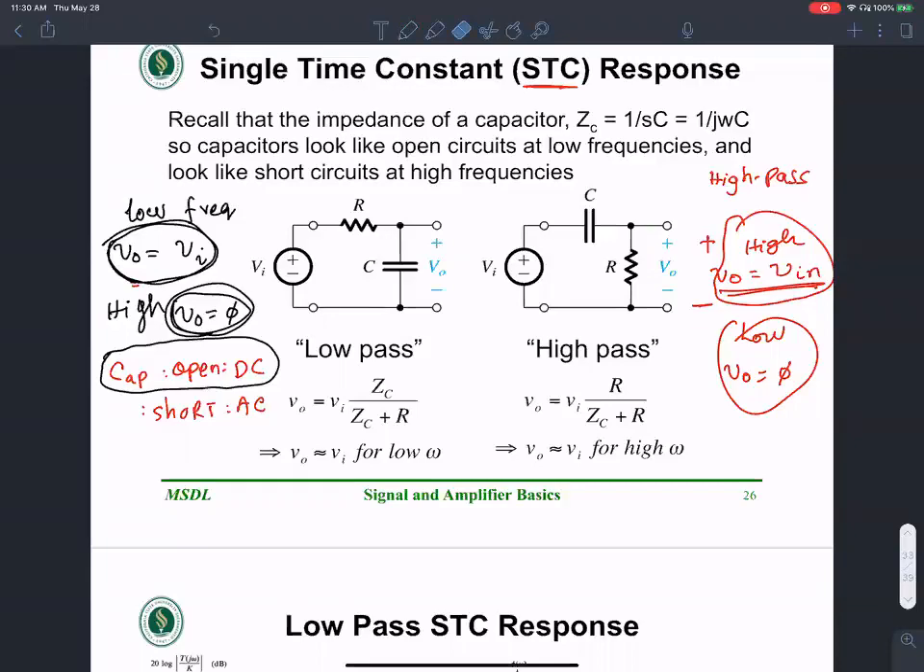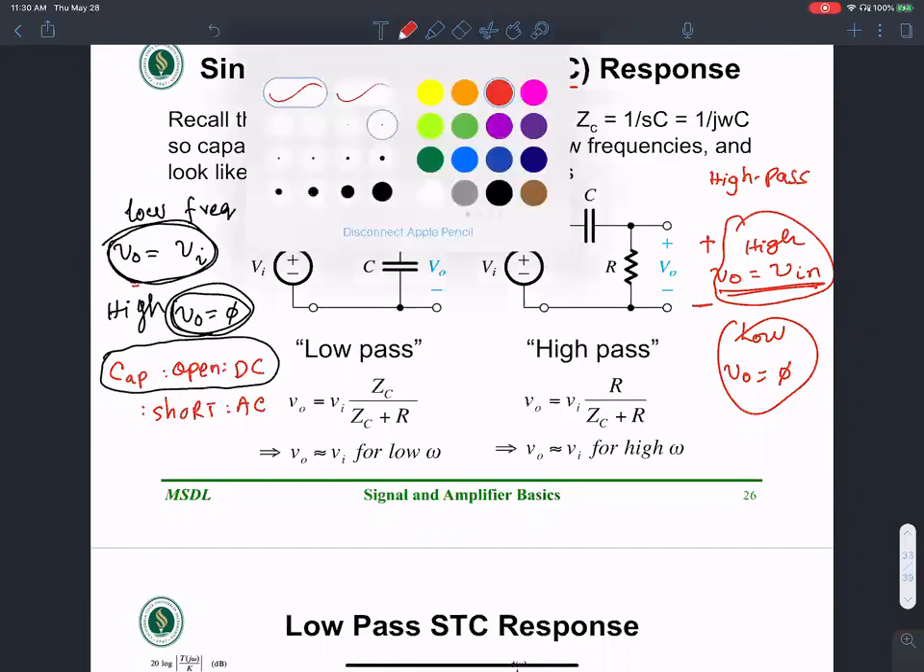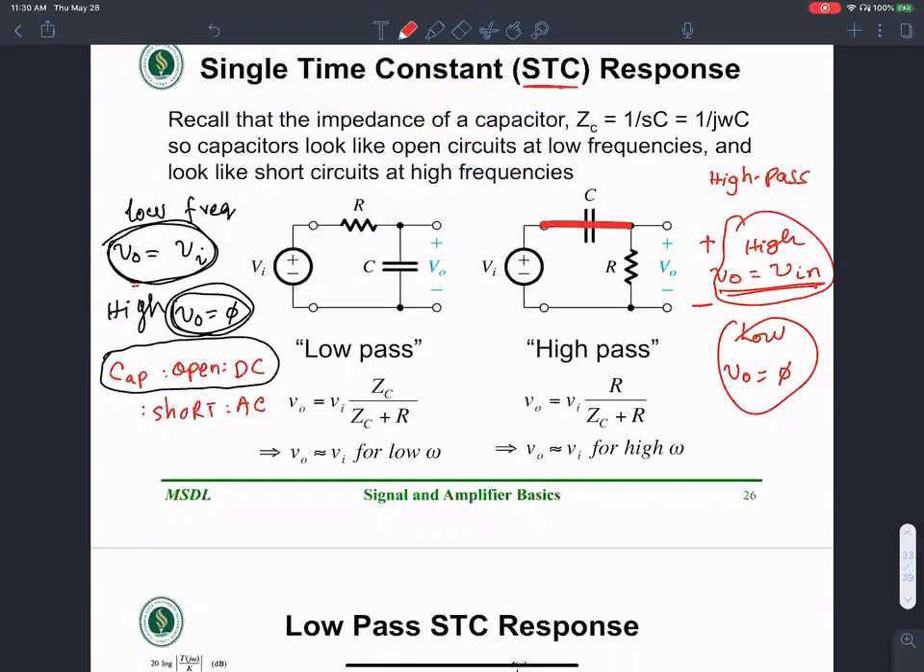Why do we need that parallel resistance? Why do we need the R in parallel with the V out load in the high pass? It's just an open circuit at low frequency. Correct, but at high frequencies, this is what gives you your output voltage. At high frequencies, what happens is this acts as a short.